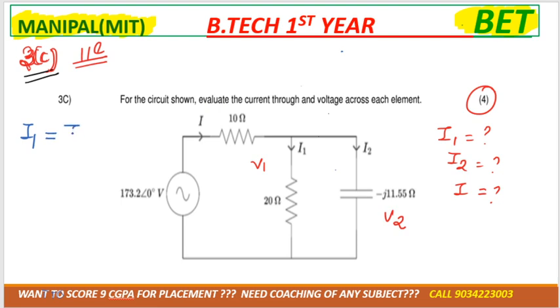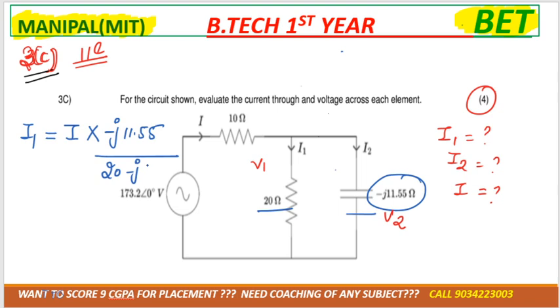I1 equals the total current I multiplied by the opposite branch. The opposite branch is how much? Minus j 11.55, divided by the sum of the impedances which are connected in parallel, 20 minus j 11.55. It is XC, since ohm is given. If they had given you farad, then it would be C.